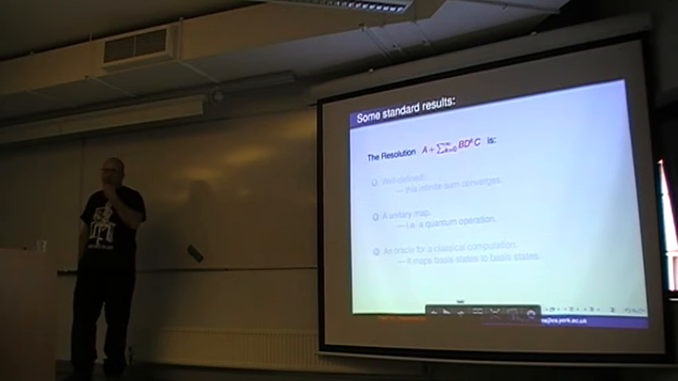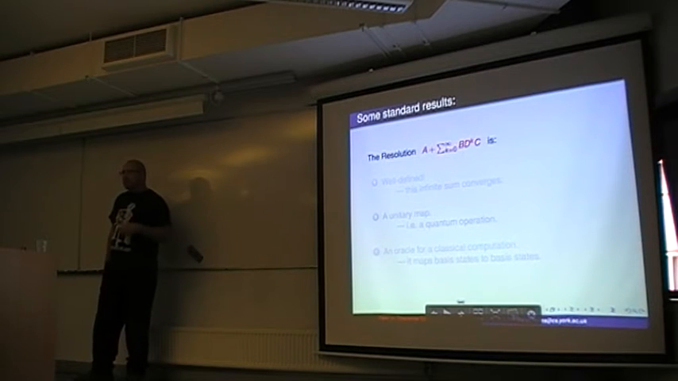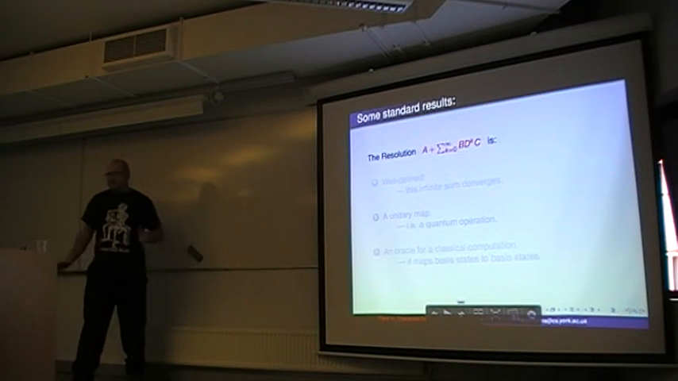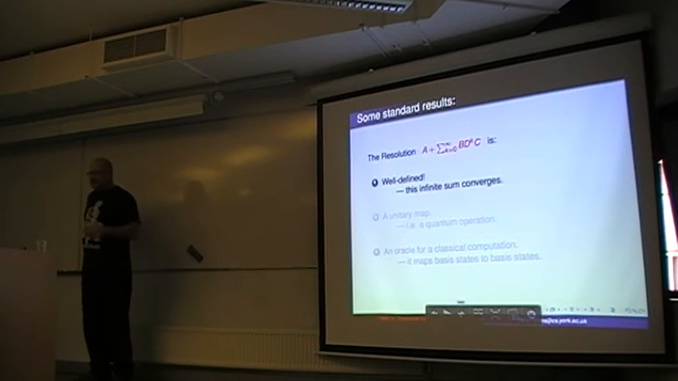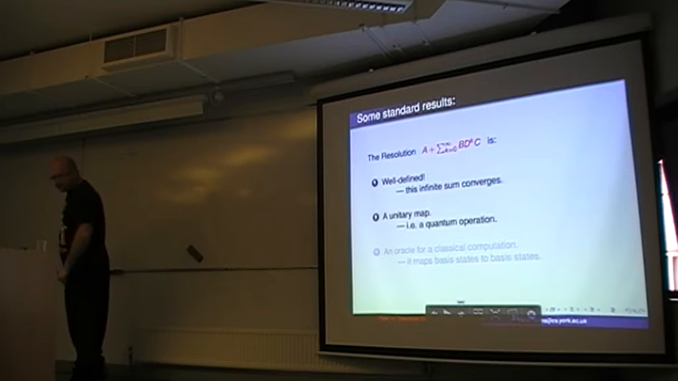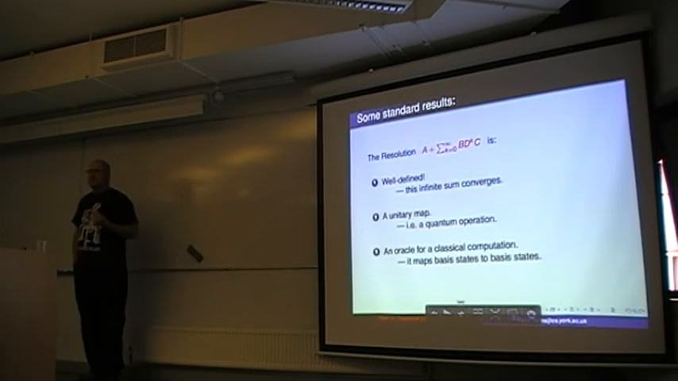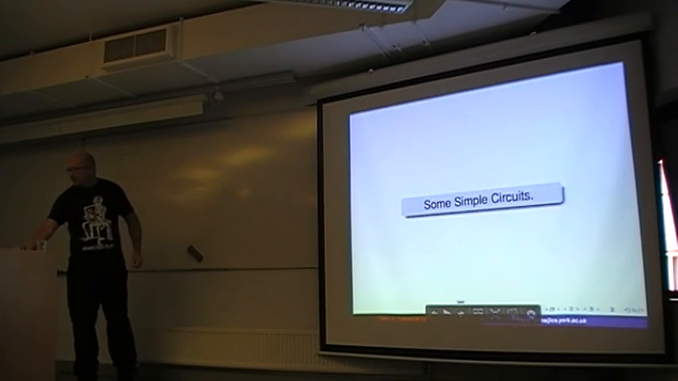Okay, now here's some standard results on this, and these do come from the category theory. I gave this talk once to a group of algebraists and analysts, and they insisted on deriving all these results via algebra and analysis, and they were happy by the end of the talk, but I think they'd missed the rest of it. Okay, so it's well defined. It's an infinite sum, but it converges. It's a unitary map, and final point, it's an oracle for a classical computation. So it's going to map basis states to basis states.